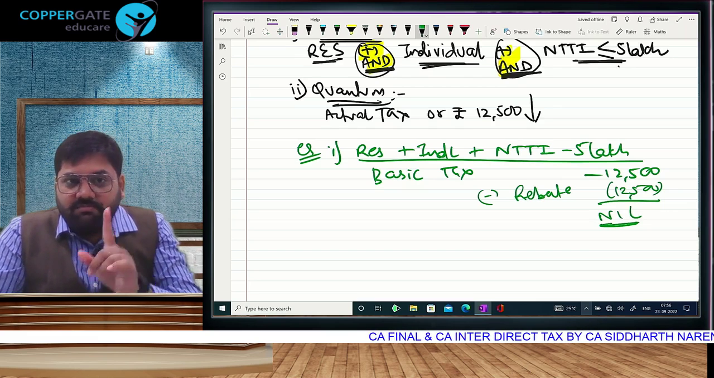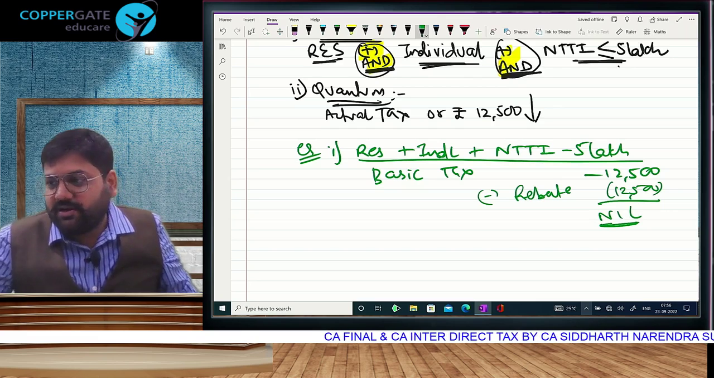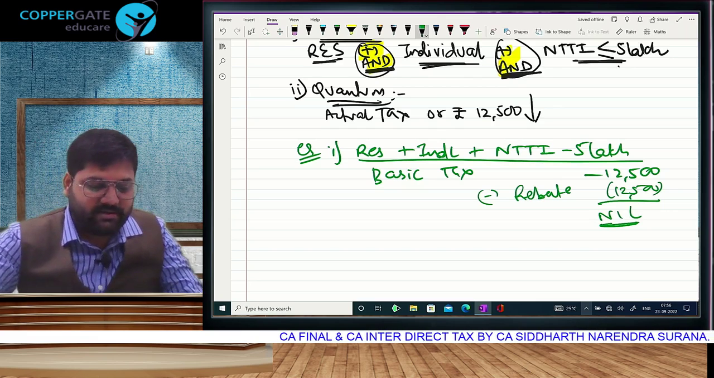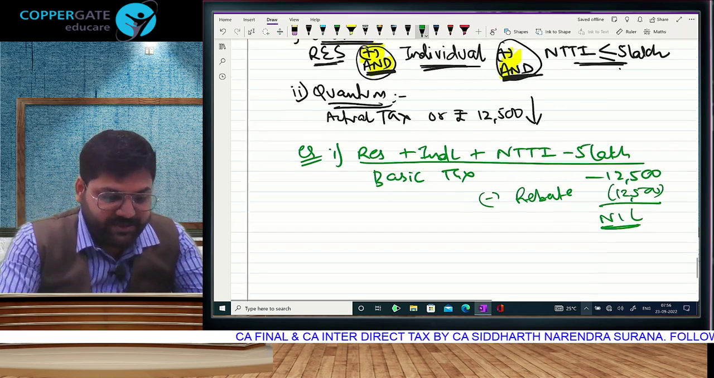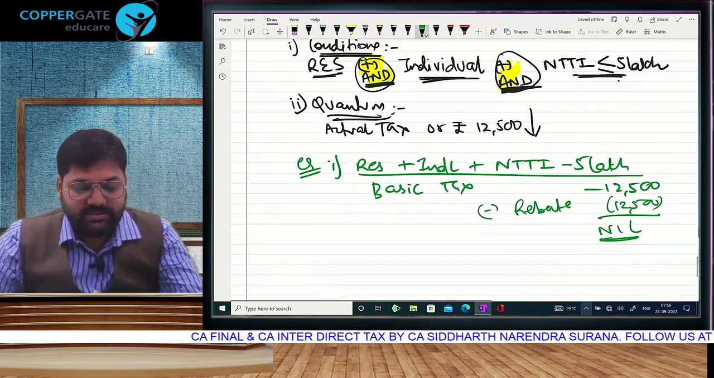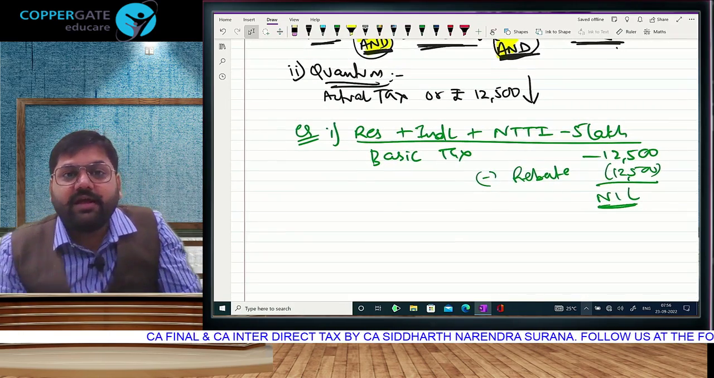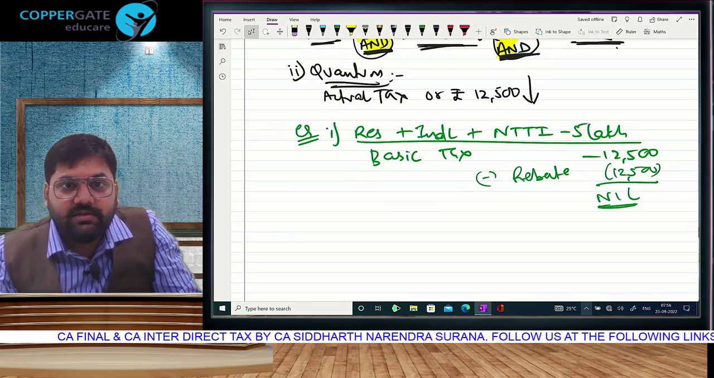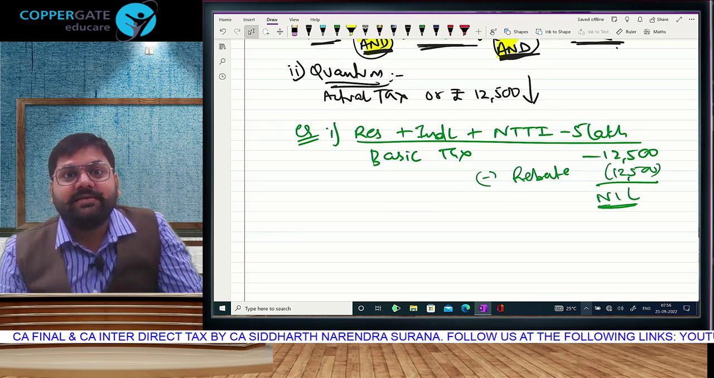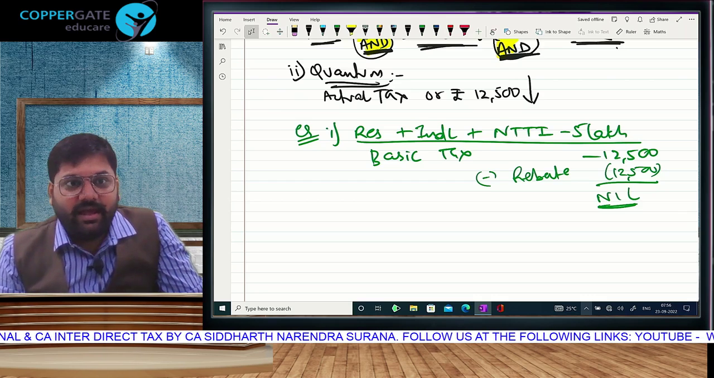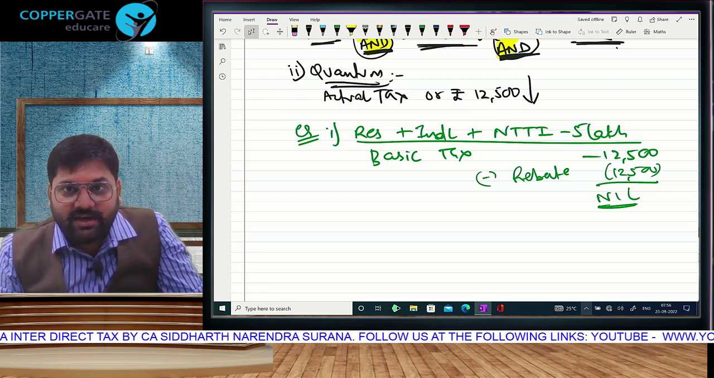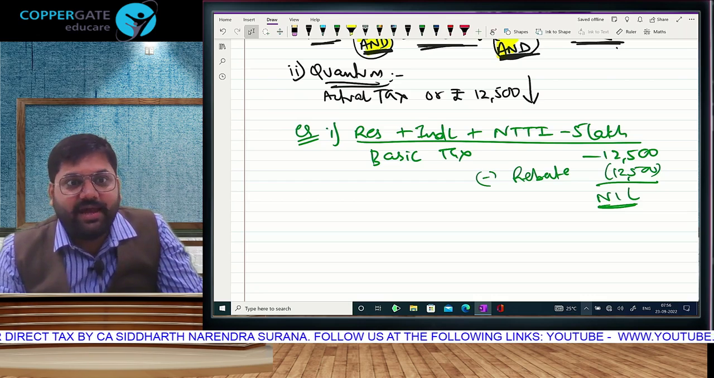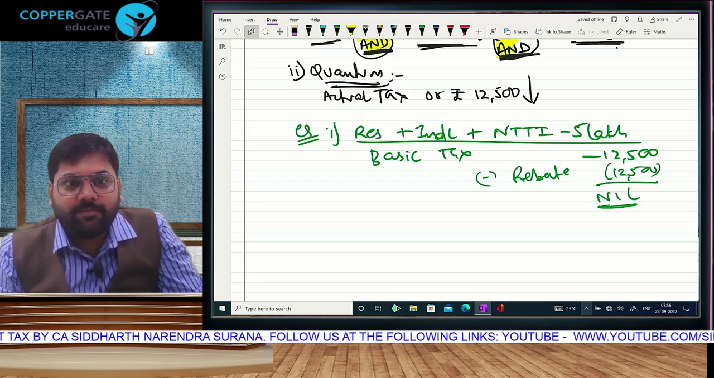Mr. Piyush Goyal sir, chartered accountant, made an announcement in the parliament in his budget speech, something like this: that anybody having income up to rupees 5 lakhs will not be paying any tax. Anybody having income up to rupees 5 lakhs will not be paying tax.